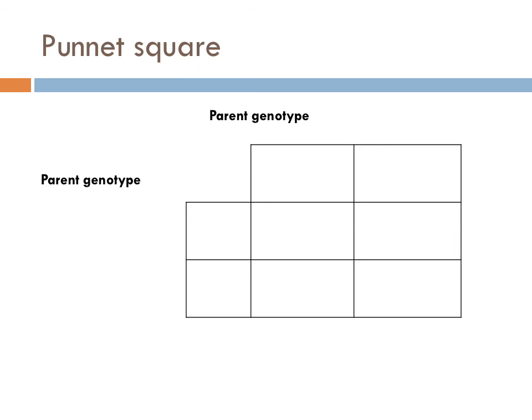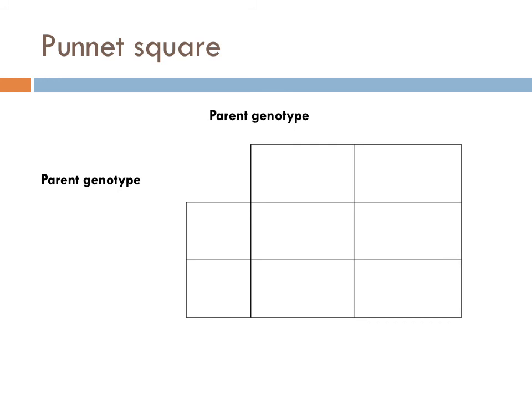Now, we're going to look at a different way of drawing genetic diagrams. This is a bit more simple, but we need to know both different ways. This is called a Punnett square.